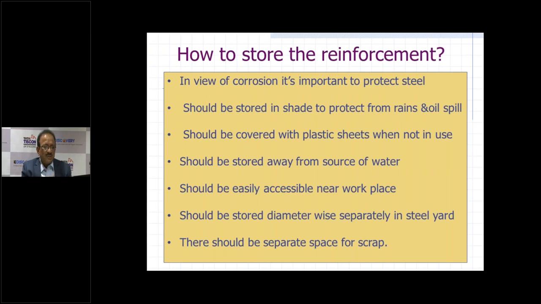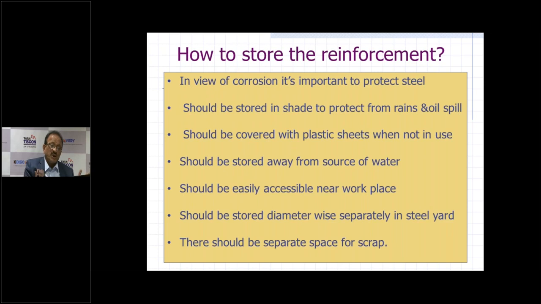So we have to protect the steel. So we have to store it in a proper shade, wherein we have to protect it from rains, and also we have to see that steel is protected from the oil spillage, because the moment steel is coated with oil, it cannot have the proper bond with the concrete, and the load transfer will not happen properly. So steel which is protected in the shades should be covered with plastic sheets, so that it is not exposed to the humidity from the air. This humidity again will lead to the corrosion.